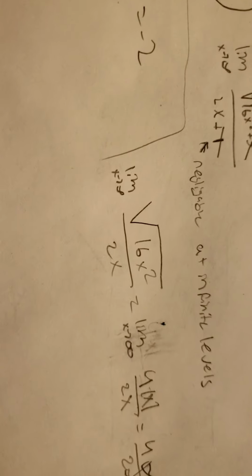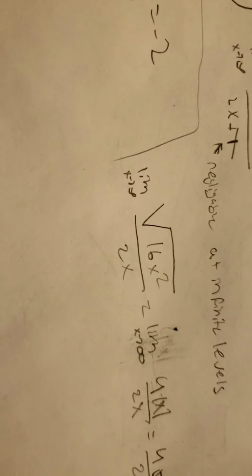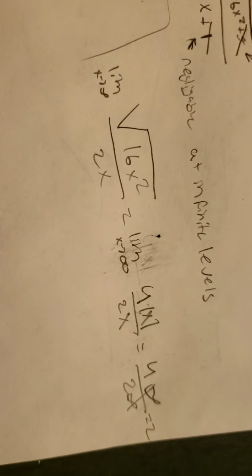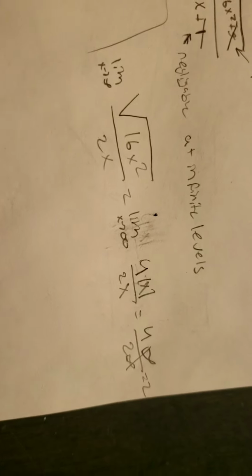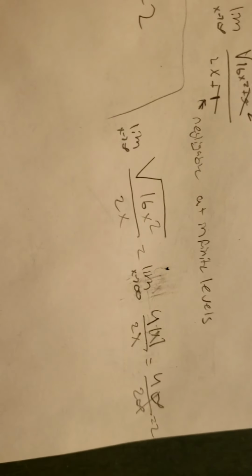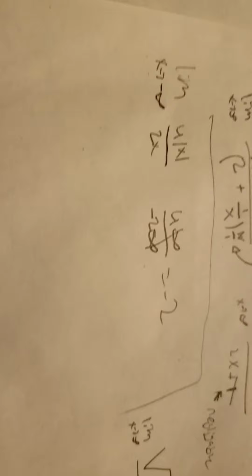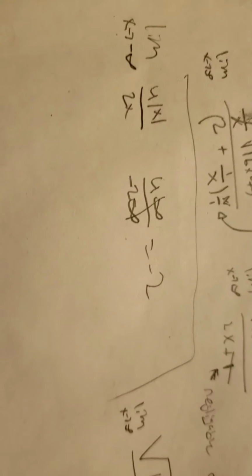So the top, the 9 is negligible, and the bottom, the 1 is negligible. So you end up with square root of 16x squared over 2x, which is equal to 4 absolute value x over 2x. If you plug in infinity, you get 4 infinity over 2 infinity, which equals 2. And then oppositely, for negative infinity, 4 absolute value of negative infinity is 4 infinity over 2 times negative infinity is negative 2 infinity. So you get negative 2 on the left side.